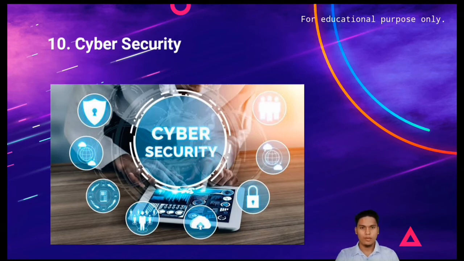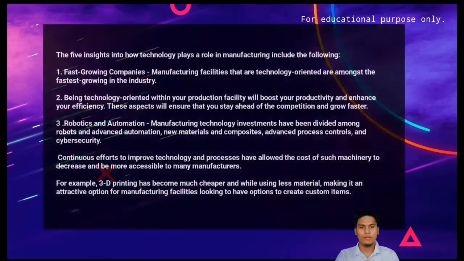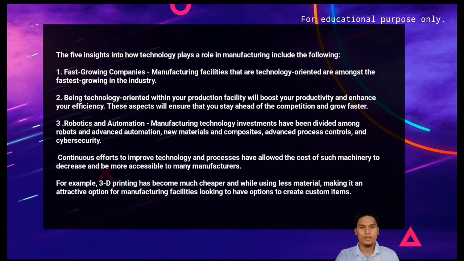The 5 insights into how technologies play a role in manufacturing include the following. Number 1. The fast-growing companies. Manufacturing facilities that are technology-oriented are among the fastest-growing industries.